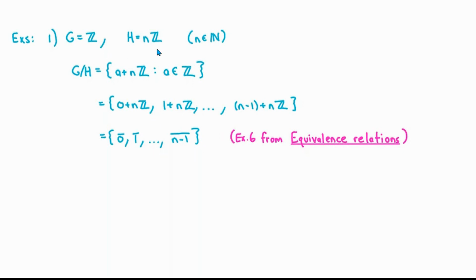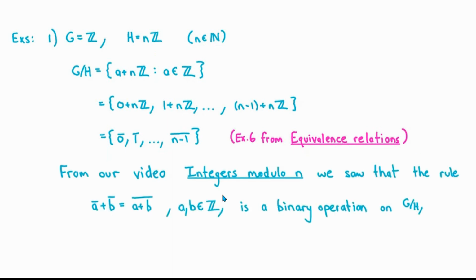Taking this one step further, in our video on integers modulo n, we saw that the rule a bar plus b bar equals a plus b bar is a well-defined binary operation on this collection of cosets, and that it turns this quotient space into a group, which is what we call the group of integers modulo n.